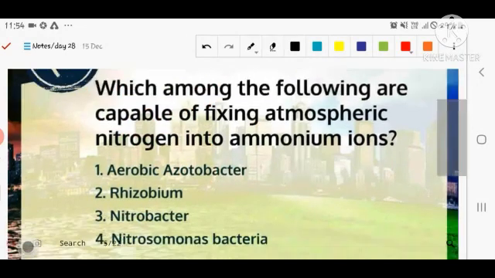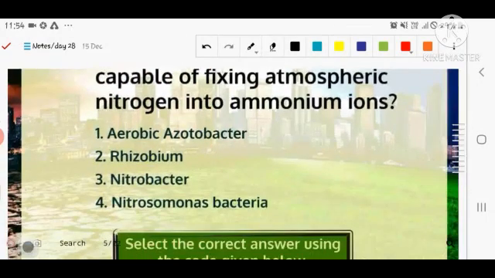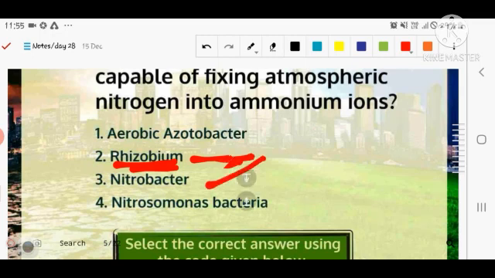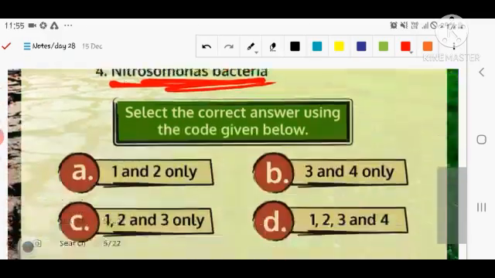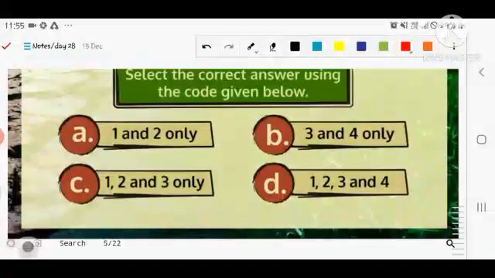The options given are: aerobic Azotobacter, Rhizobium, Nitrobacter, that are found basically in the pulses. Where the pulses are grown, Rhizobium comes from the symbiotic relationship between the pulses and the soil found there. Nitrobacter, or that is naturally found. Okay, Nitrobacter and Nitrosomonas bacteria. So you have to tell the correct option, code given in front of you.